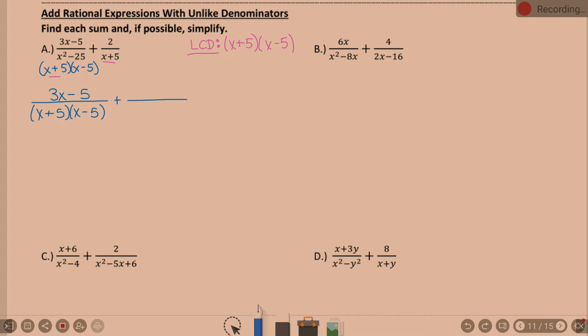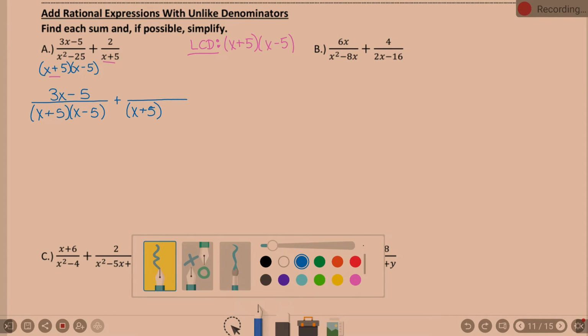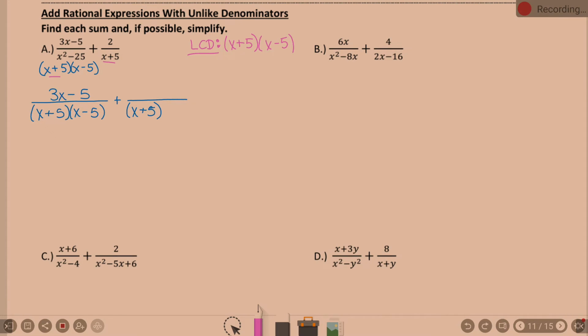My second fraction only has an x plus 5. What is it missing as the common denominator? X minus 5. It's missing an x minus 5. So what we're going to have to do with this fraction is multiply in an x minus 5. If you're going to multiply in an x minus 5 into the denominator, guess what? Gotta do it to the numerator.